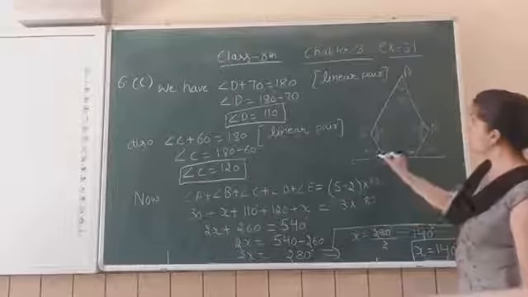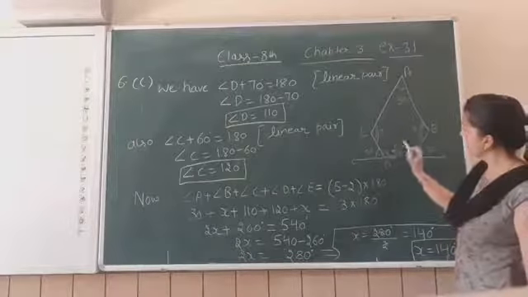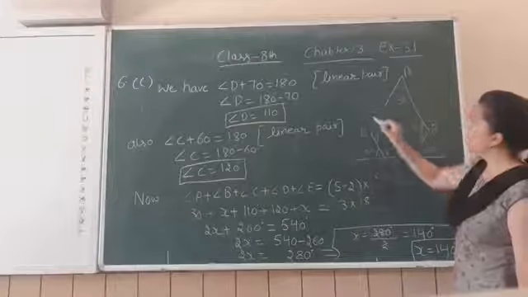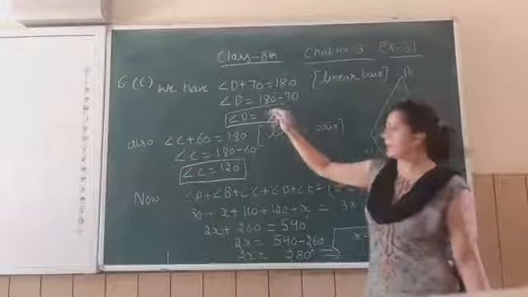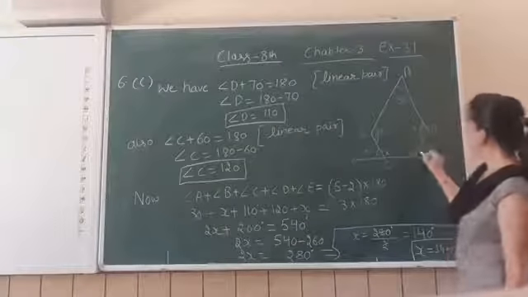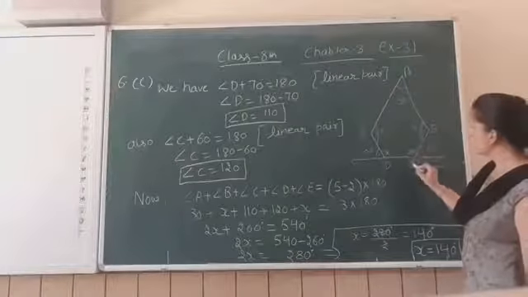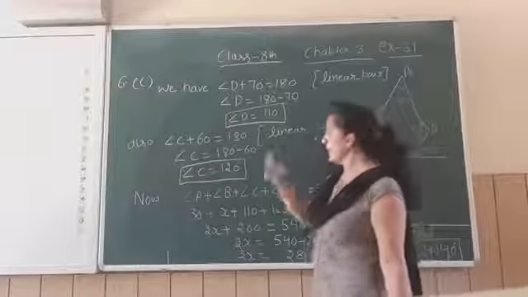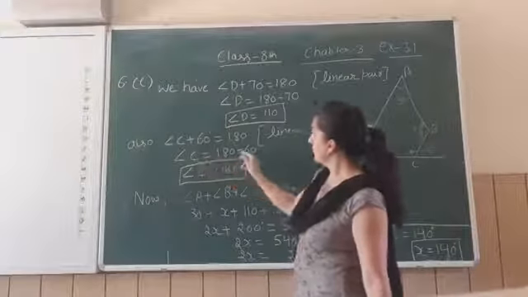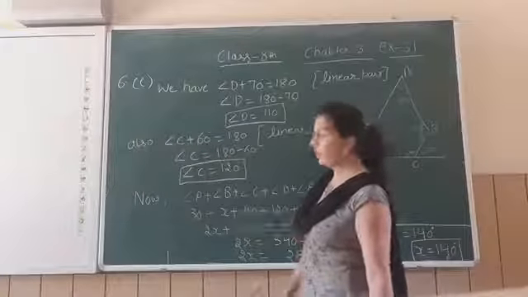These two angles are a linear pair. So angle 70 plus angle D is equal to 180 degree. So angle D is equal to 180 minus 70, it is 110. Next, come to this angle: angle 60 plus angle C is 180 degree, linear pair. Angle C is equal to 180 minus 60, angle C is equal to 120.